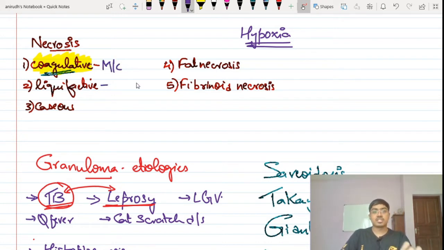Now, liquefactive necrosis is the type of necrosis which happens in the brain whenever there is hypoxia in the brain. So this is seen in the brain, right?